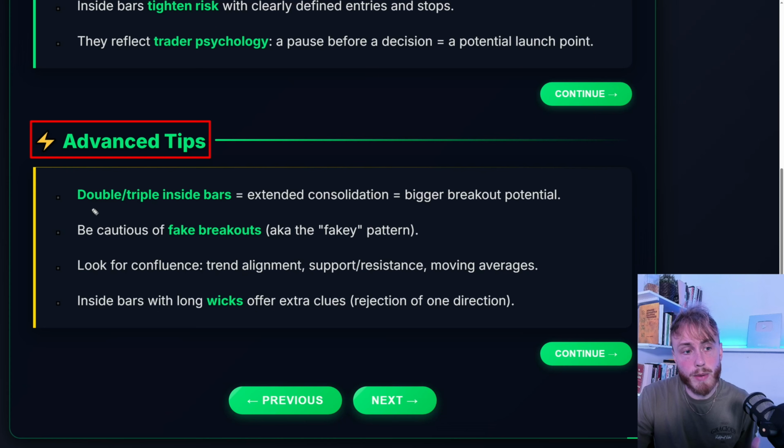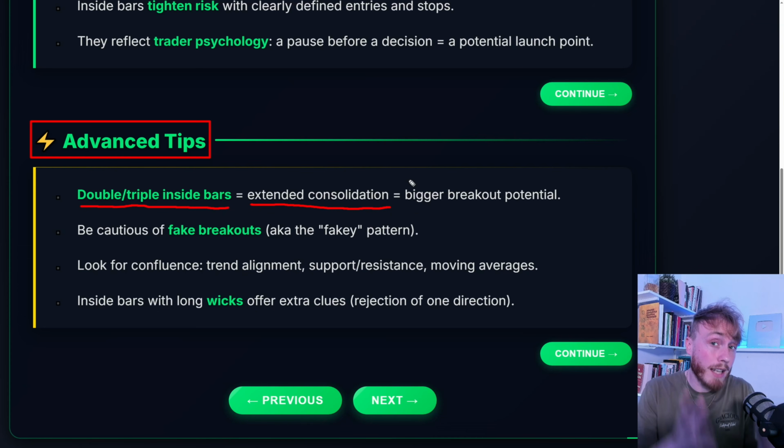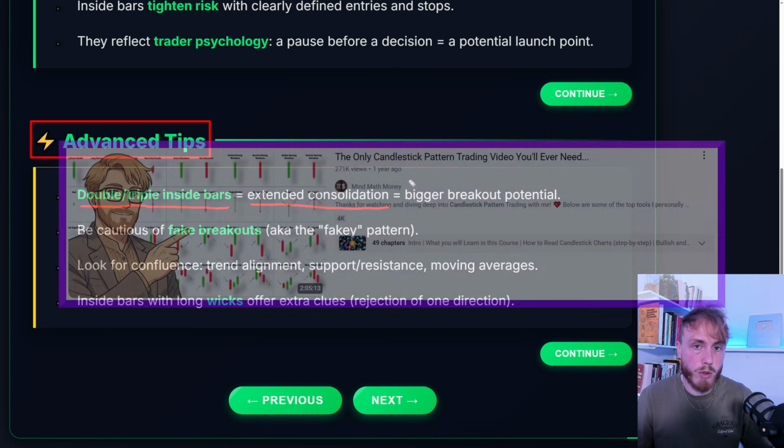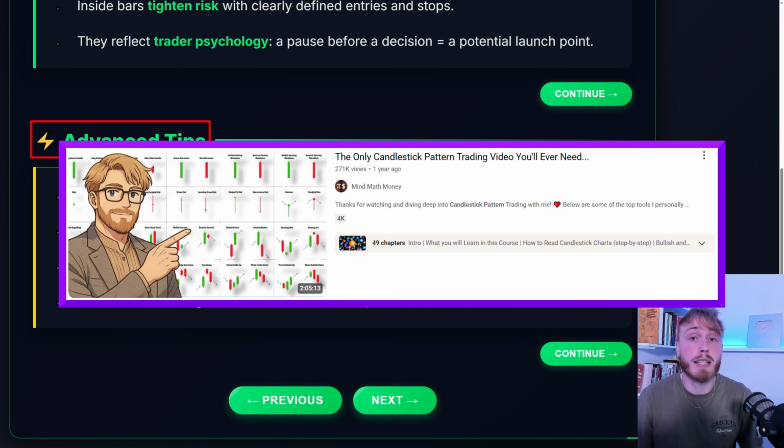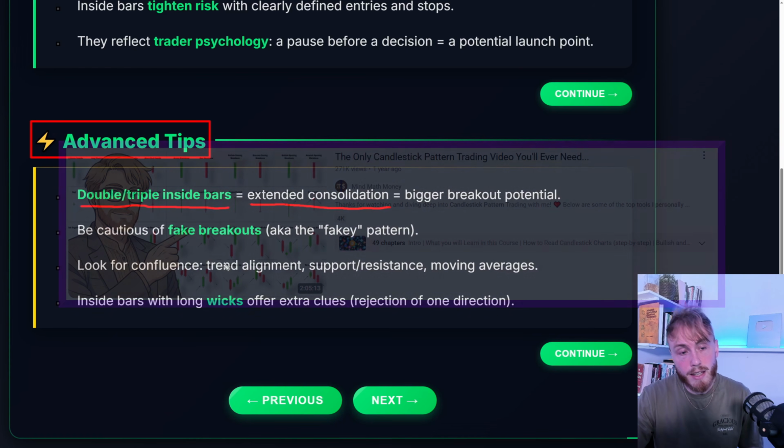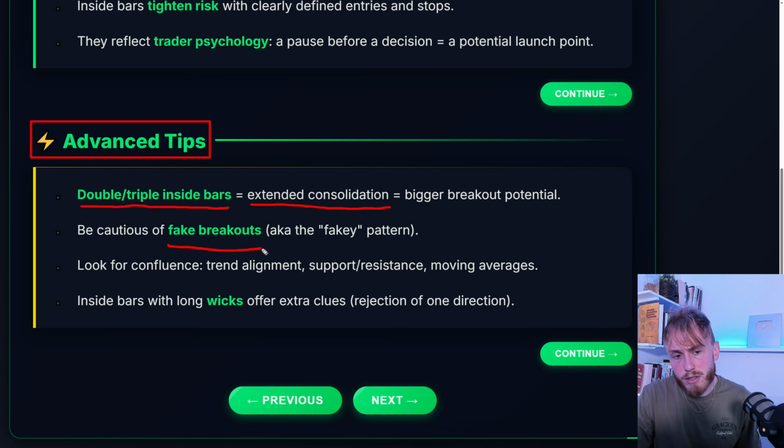So the first thing you need to know about is that we can have even double or triple inside bars. So this is a longer consolidation, or in other words, a longer pullback. We actually have quite a few candlestick patterns that are variations of inside bars. And also, if you want to learn more about candlestick patterns, I have a full course about that as well, and I will make sure to link it up in the corner in the i. Another thing that you need to be careful about is, of course, fake breakouts, called fakeys or fakeouts. That is something to definitely pay attention to.